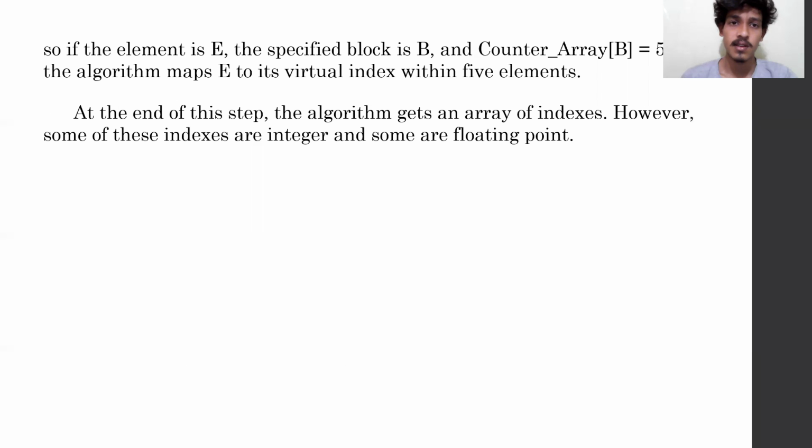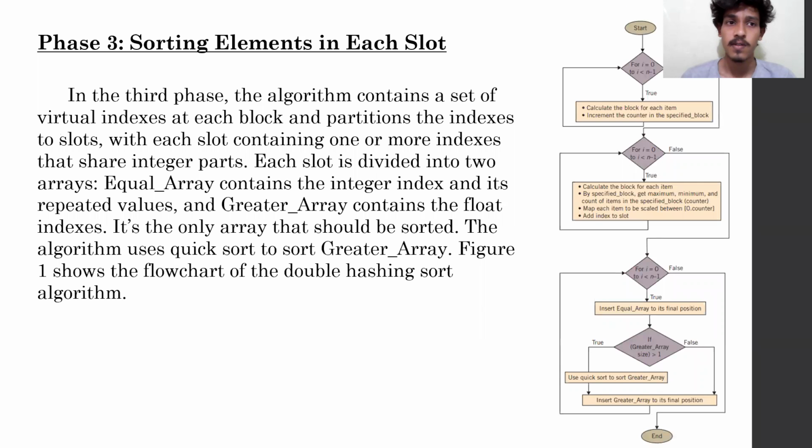So if the element is E, the specified block is B, and counter array B equals 5, the algorithm maps E to its virtual index within 5 elements. At the end of this step, the algorithm gets an array of indexes. However, some of these indexes are integers and some are floating point.